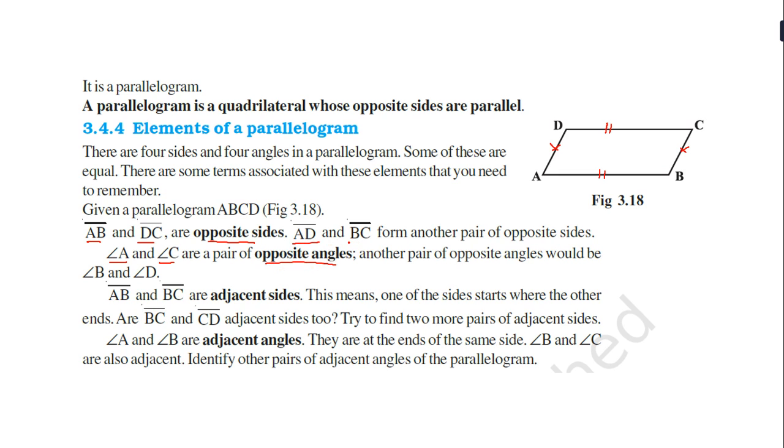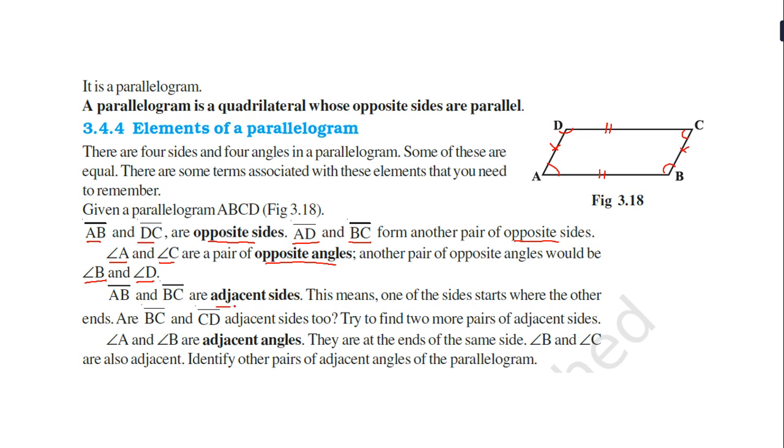And AD and BC are opposite sides. And B and D are opposite angles. So A and C are opposite angles, B and D are opposite angles. Sides are also AB opposite to CD, AD opposite to BC. These are all the elements of a parallelogram.